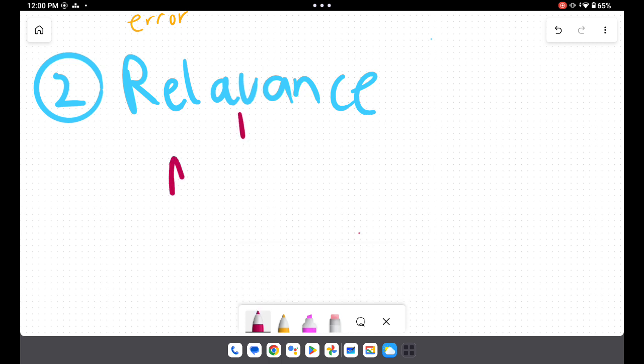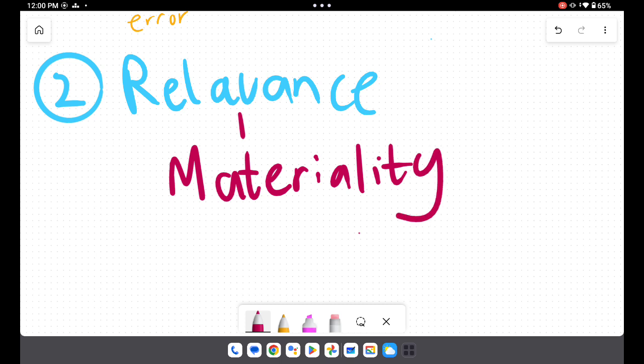Now, materiality is extremely important. Materiality you'll do in your whole accounting career, literally. So what does materiality mean? Now this should be smaller, right? Materiality, because this is a subtopic of relevance. Relevance is the main thing. Materiality is under there, but yeah.